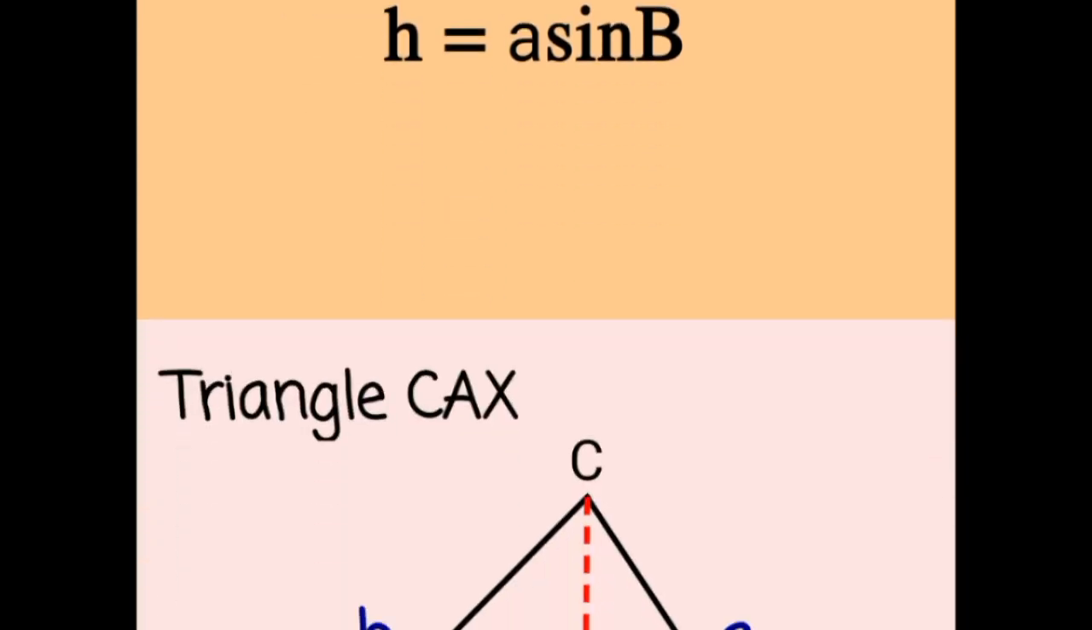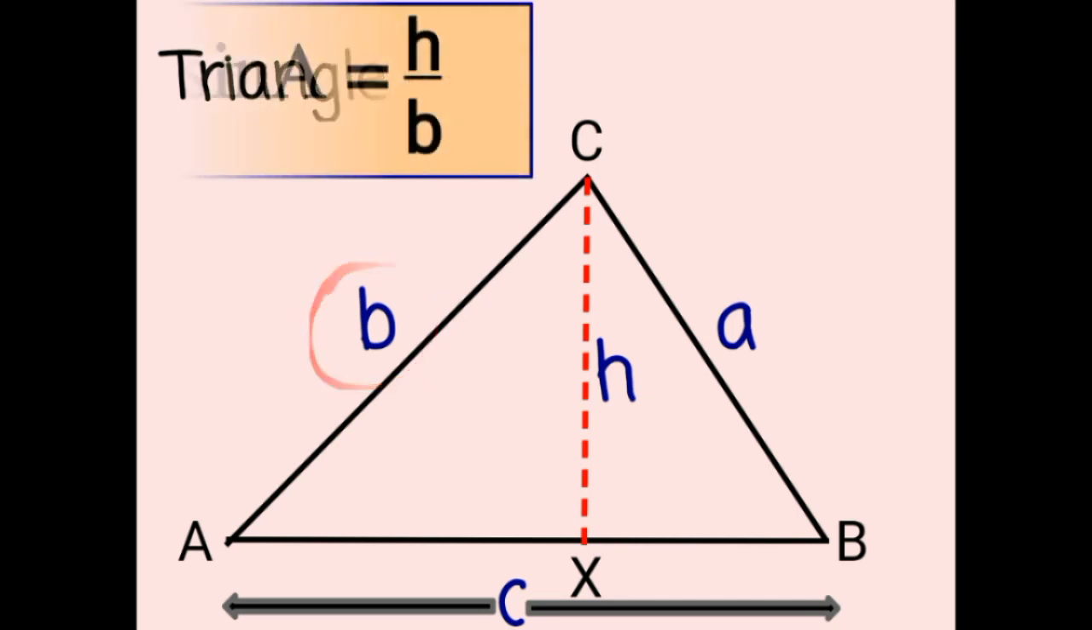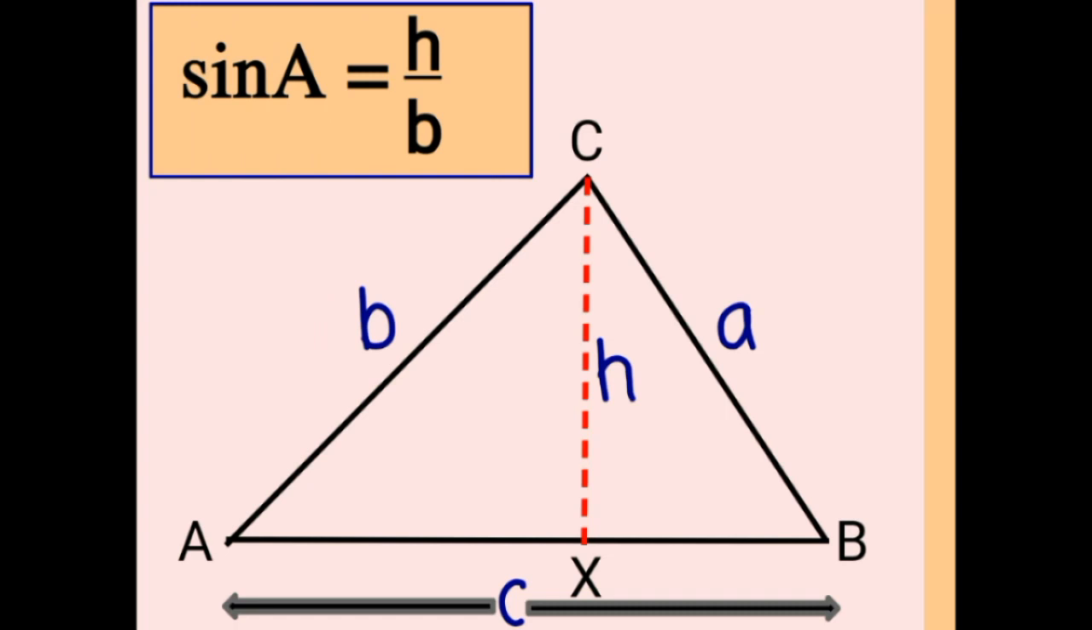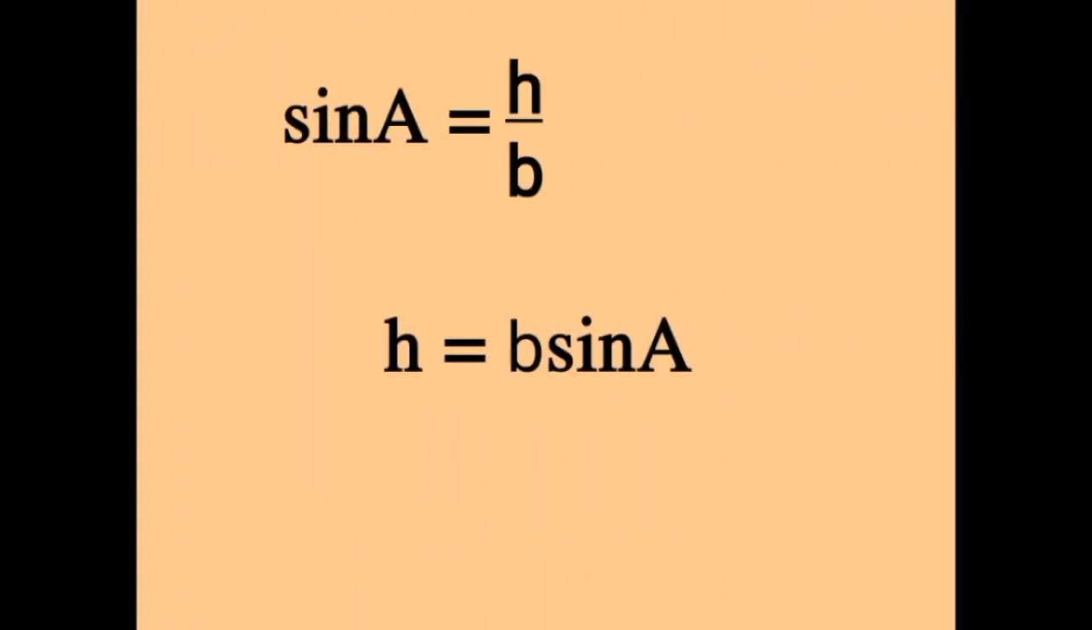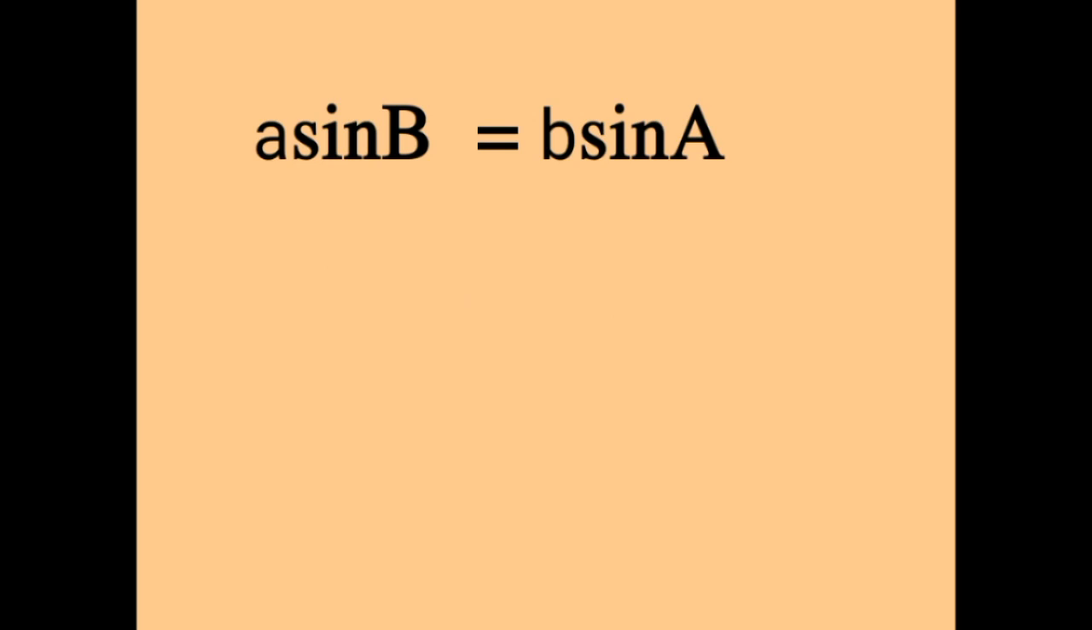Now, in the triangle CAX, use the sine ratio to find the angle A. In the right angle triangle CAX, the hypotenuse is b, so sine A equals h over b. Rearranging this gives us h equals b sine A. So h equals a sine B and h equals b sine A. Equating the two equations gives us a sine B equals b sine A.